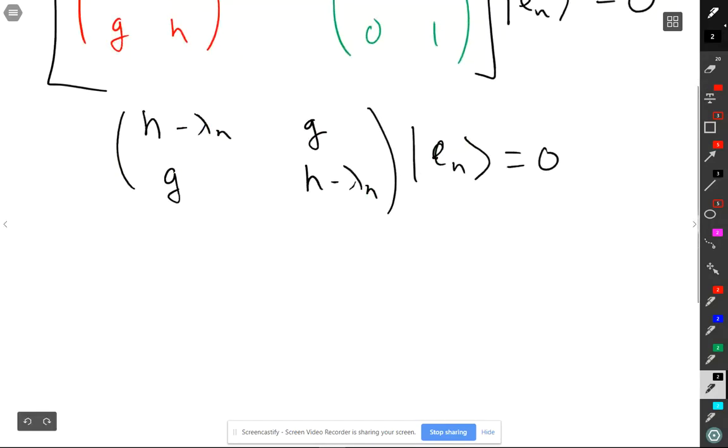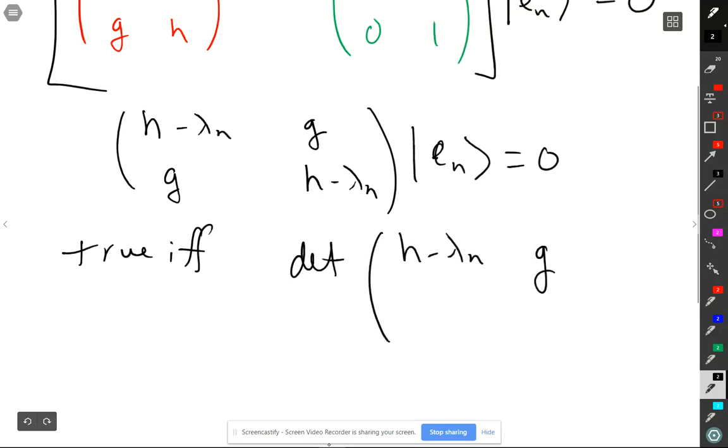Now, for this equation to be true, it turns out that it's true if and only if the determinant of h minus lambda n, g, g, h minus lambda n is equal to 0. That's the only way it can be true. And so this gives us an equation we can solve. So I find the determinant.